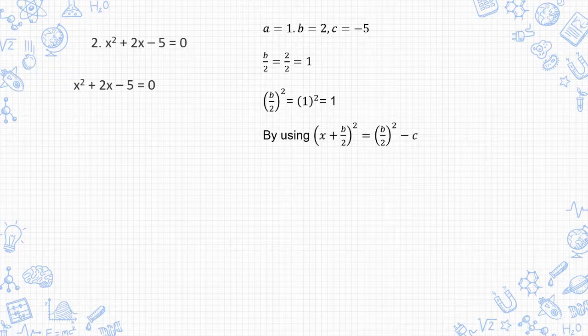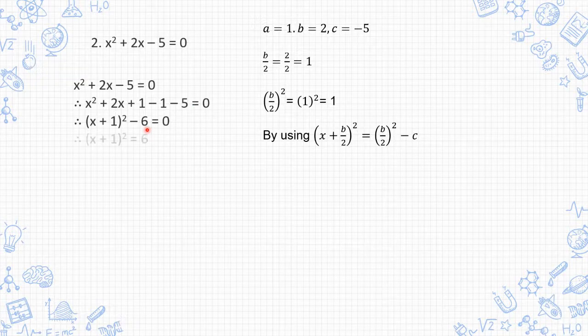Add and subtract 1. Now by using the formula x plus b upon 2 the whole square is equal to b upon 2 whole square minus c, we'll write the quadratic equation in this form and we will simplify it. So if we have added and subtracted 1, x squared plus 2x plus 1 minus 5 equal to 0. So we'll write it in this form. So x plus b upon 2 is 1, so x plus 1 the whole square, and minus 1 minus 5 will give you minus 6.